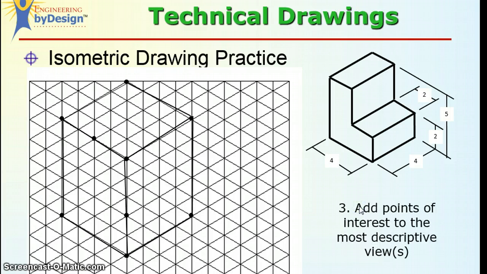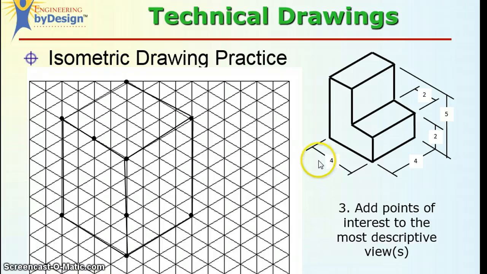And then I'm going to add my points of interest to the most descriptive view. The most descriptive view on this is going to be the front surface, but again, you can pick whichever looks the easiest, or however you want to start it out. If there's a certain way or view that you see would work better for you, then go right ahead. And I see that 2 inches in, or 2 squares in, I have a step. So I go 1, 2, and I put my little dot here.